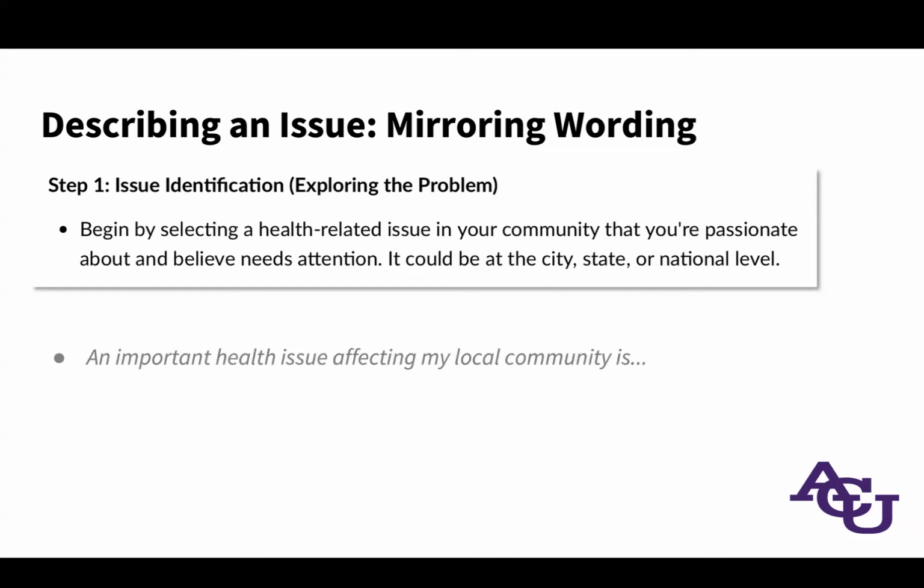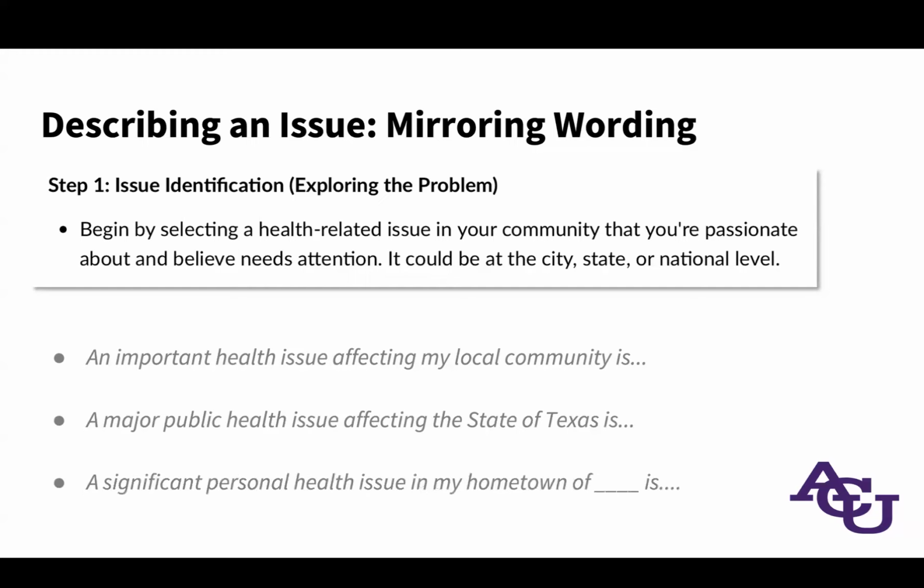So just as the instruction says, issue, community, it's helpful to use that wording in your response and use phrasing like, an important health issue affecting my local community is, and then whatever it is. Or a major public health issue affecting the state of Texas is. And by the way, if you are describing your local community and referencing it, make sure you have a sentence that either tells us the exact name and or things about it so we can see where it is, how large it is, or who lives there, and other things like that. Like, a significant personal health issue in my hometown of this place is whatever it is.